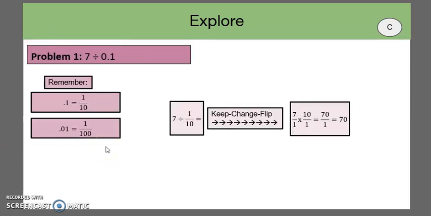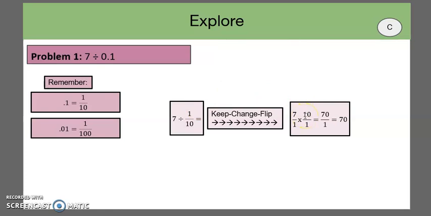So in this problem, I just put some reminders. In case we're having trouble with decimal places, know that 1/10 or 0.1 is equal to 1 over 10, and 0.01 is equal to 1 over 100 or 100th. So we're going to look at this problem and apply keep, change, flip and see how well we can do this.